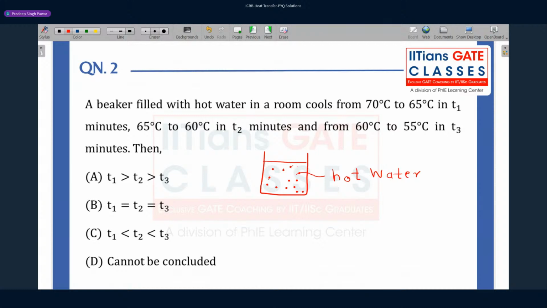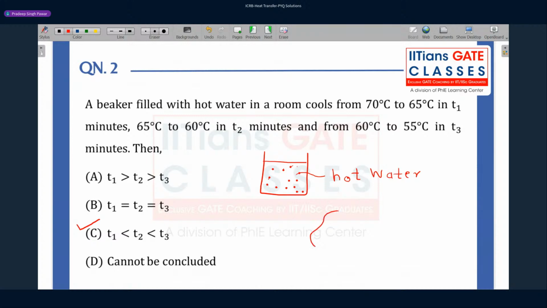The beaker filled with hot water in a room cools from 70 to 65 in T1 minutes, 65 to 60 in T2 minutes, and from 60 to 55 in T3 minutes. Then he is asking which statement is correct: T1 is greater than T2 is greater than T3, or all times are the same, or T3 will be the largest, T2 the second largest, and T1 the minimum, or cannot be concluded. The answer is option C. Let us see how we get this answer.